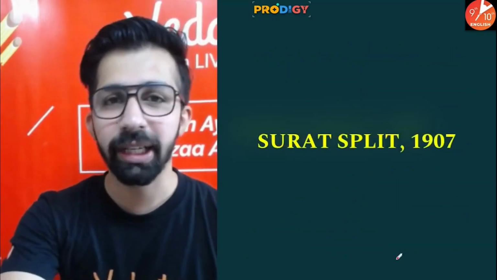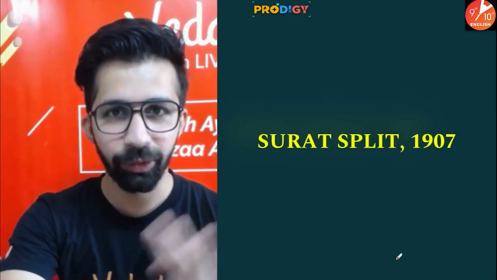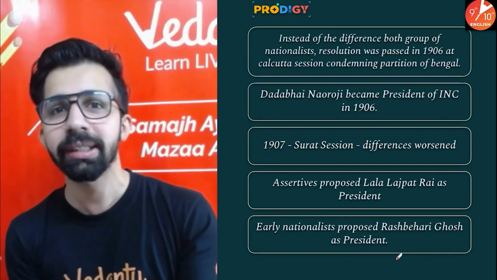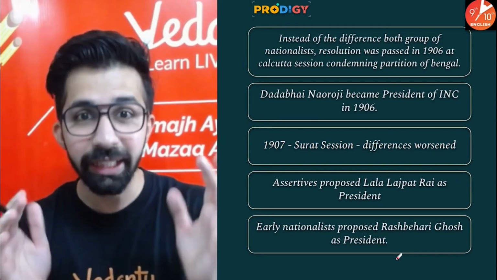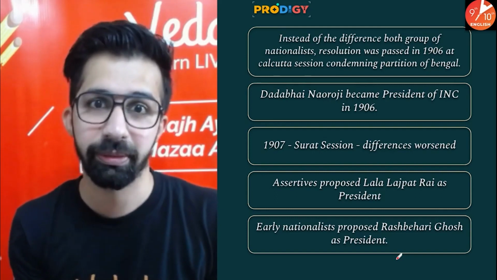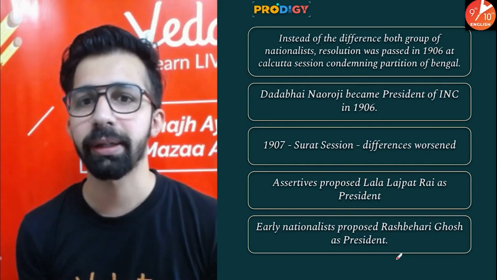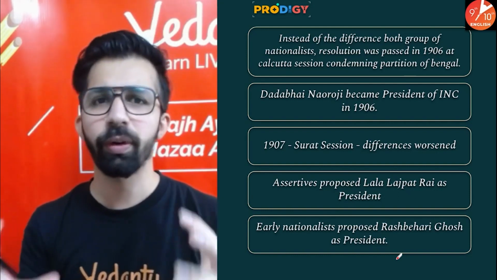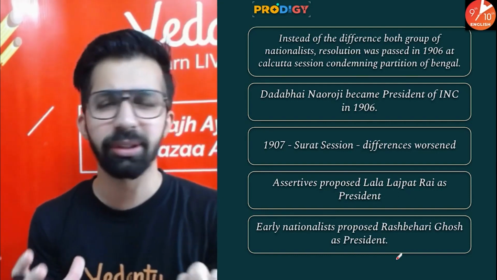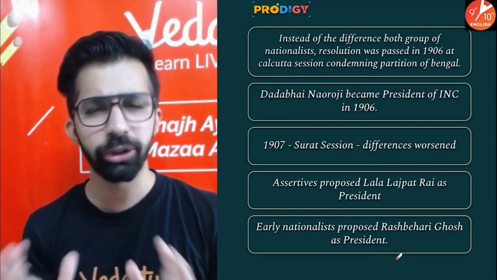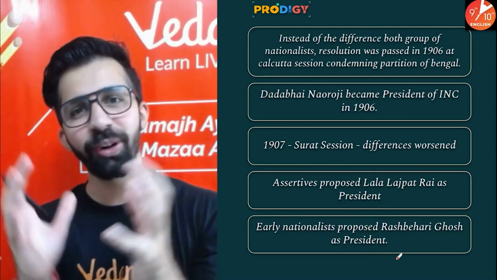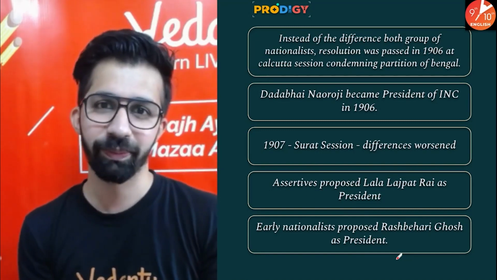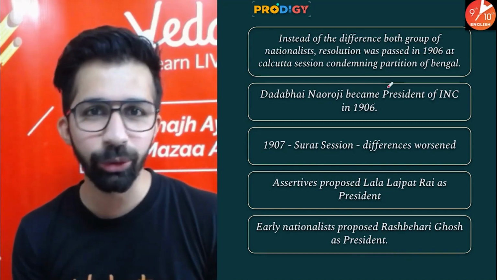Now, guys, in 1907, there was an Indian National Congress session in Surat, and you will not believe, guys, in this session, the Indian National Congress got split. How? Let's understand. First of all, in short, we come to know that there was a difference between assertive nationalists and early nationalists. For sure, these two categories were from Indian National Congress, but with different ideologies, with different groups. So differences were bound to happen.